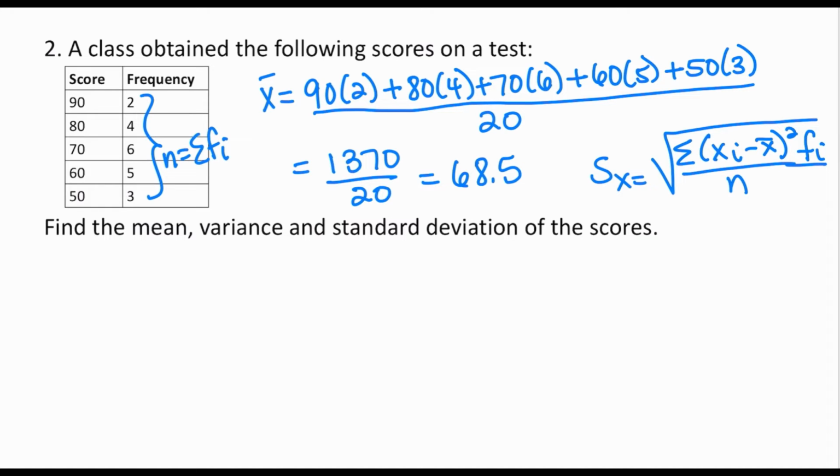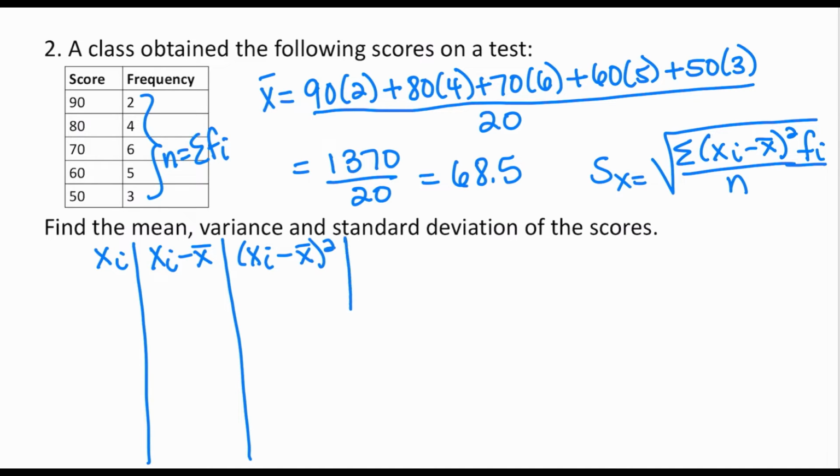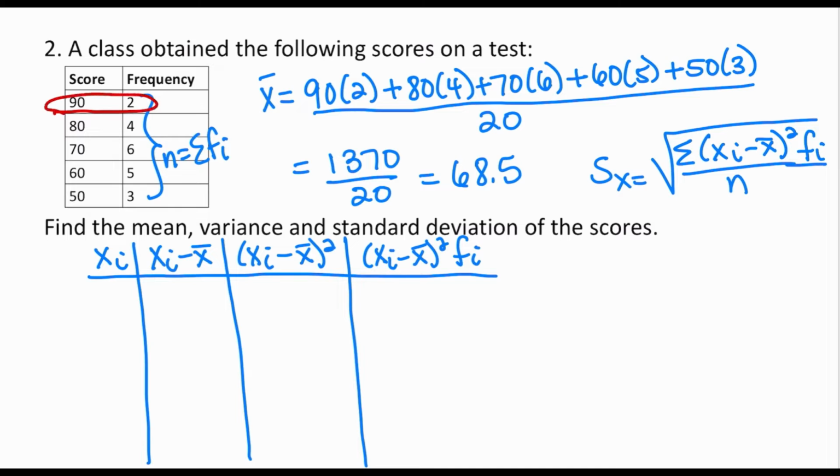So I'm going to go ahead and make a table. I'm going to list the values. I'm going to subtract the mean, which is 68.5. I'm going to take those differences and I'm going to square them. Then after I square them, I have to multiply by the frequency, because there's not just one 90. There's not just one 80. It tells you that there are two scores that are 90s. So there's in reality two of these, 4 80s, 6 70s, 5 60s, and 3 scores of 50. So that's what we have to keep in mind.